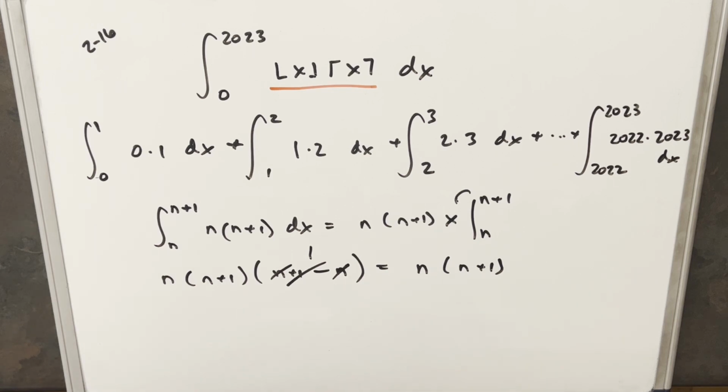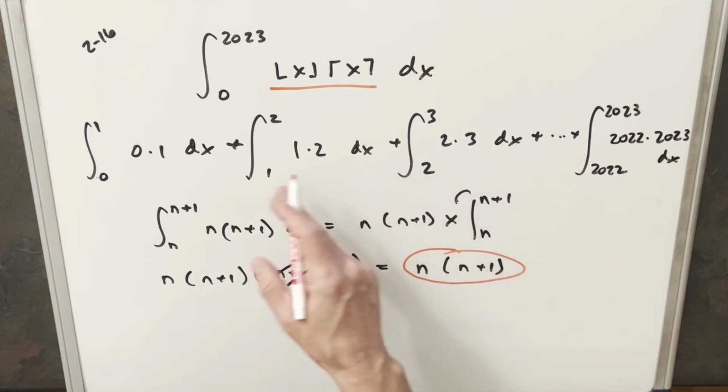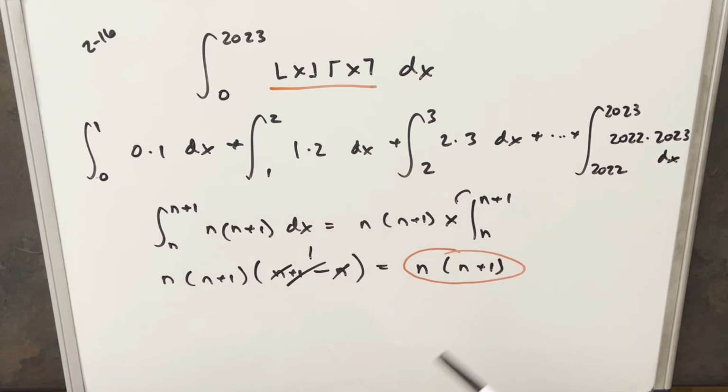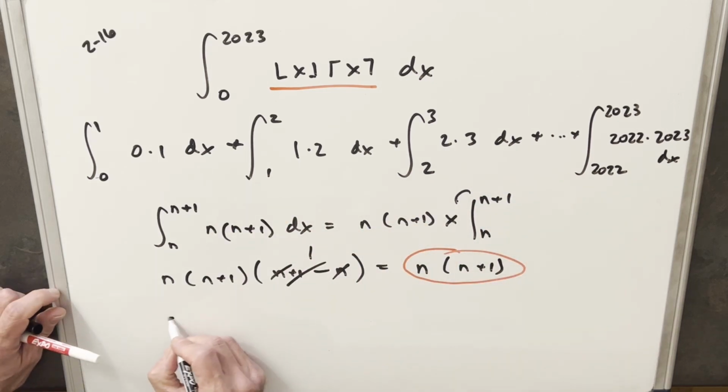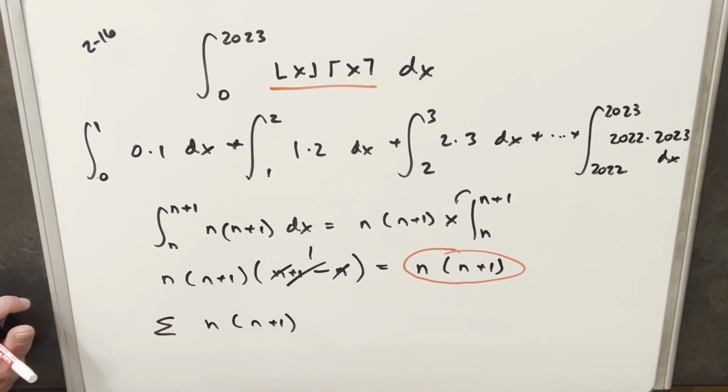So at this point, we can recognize this is going to be the value for each of our integrals. And we have, like I said, 2024 of these. So we can actually just sum all these up and put it in a series. They're all going to be n times n plus 1, just like this.